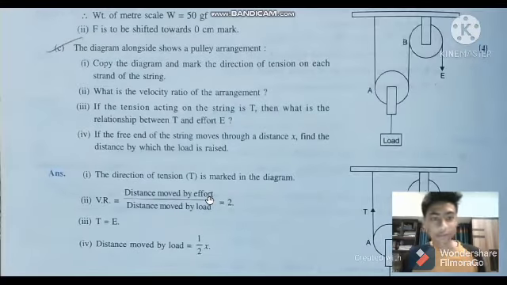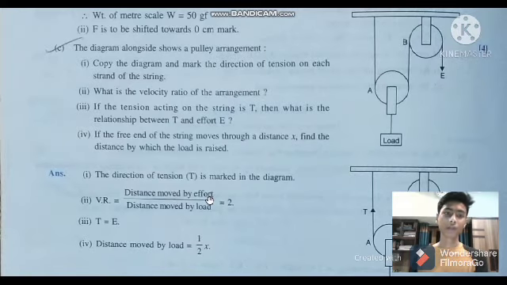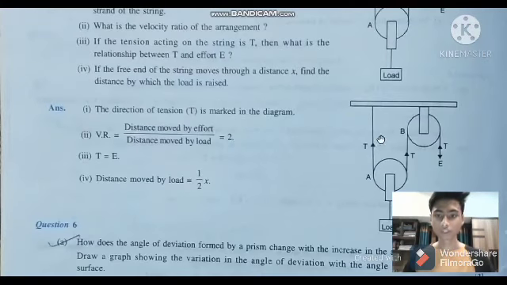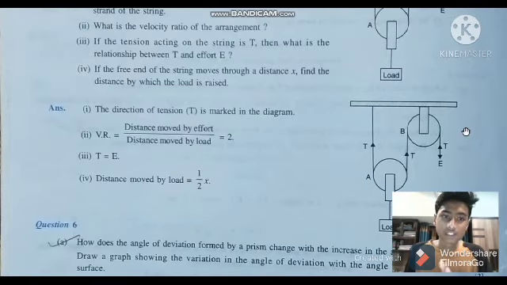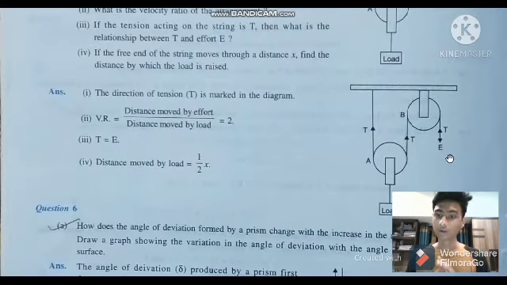The next question states the diagram here shows a pulley arrangement. You have to copy the diagram and mark in the diagram the tension of each string. So just write T, T, T here, since the tension occurs in the same way throughout. That's what you're going to write. The next part is, if the tension acting on the string is T, find the relationship between tension and effort. Since tension works in accordance with the effort applied, the relationship is T equals E. Simple.